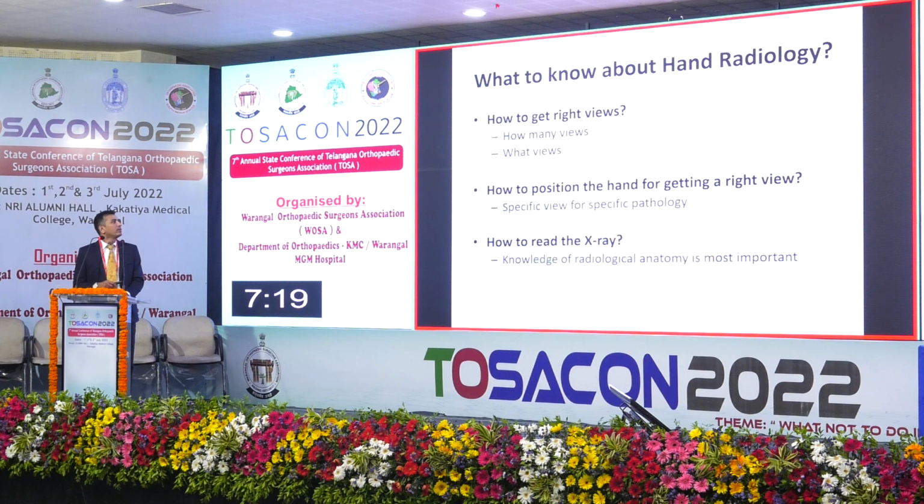So how many views should we need for a hand injury, and what views have to be taken? And how to position the hand is also very important, especially for the wrist, and especially for scaphoid views. You should know how to position the hand. That is another important thing, because without proper positioning, again the X-ray can be wrong. And last but not the least, we should know how to read the X-ray. Only then will we be able to make the proper diagnosis for hand injuries.